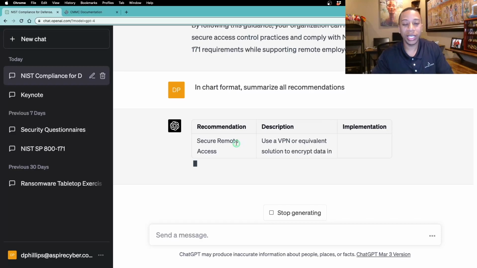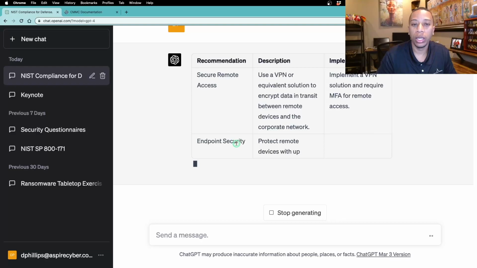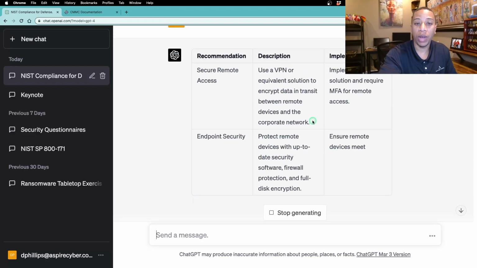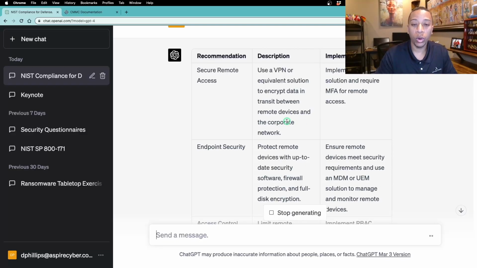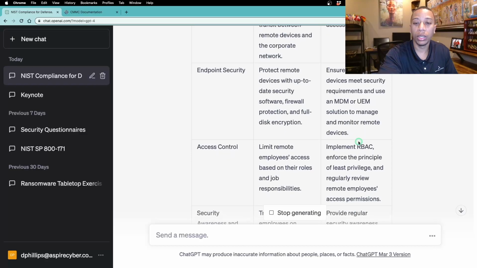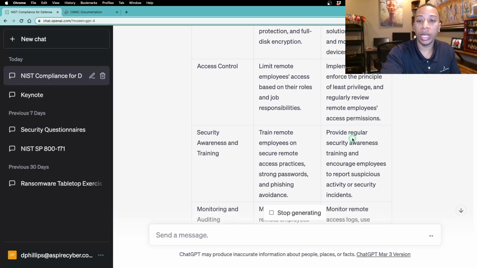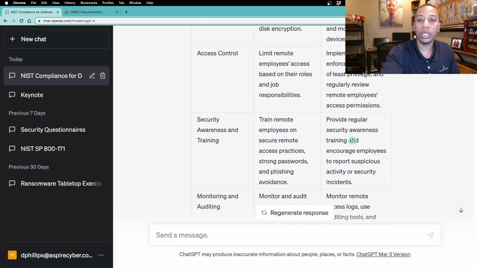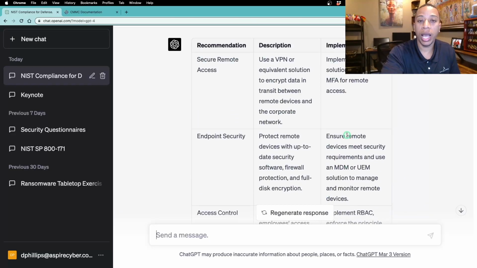This is what I really love. I think it's magical about ChatGPT, where you can have it give you a chart of all of the guidance that it's provided you. So this makes it really actionable, easy to work through, and just consolidates all that information. So that's pretty cool. So we have the recommendation, description, implementation of everything you need to do to satisfy Practice 3.1.1. And a lot of these controls, administrative and technical controls, will satisfy multiple practices within the access control domain.